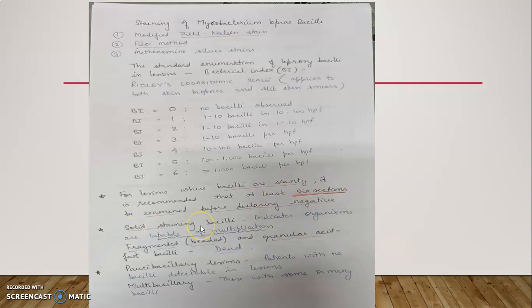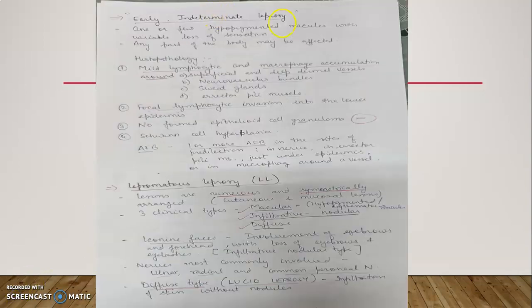Solid staining bacilli indicate the organism is capable of multiplication. Fragmented or beaded and granular acid-fast bacilli indicate dead organisms. Paucibacillary lesions are those in which no bacilli are detectable, and multibacillary lesions are those with some or many bacilli. Now we study the spectrum wise.